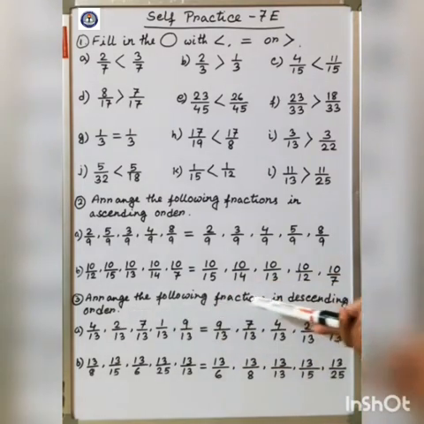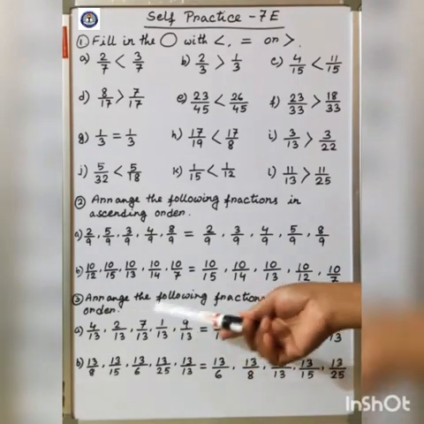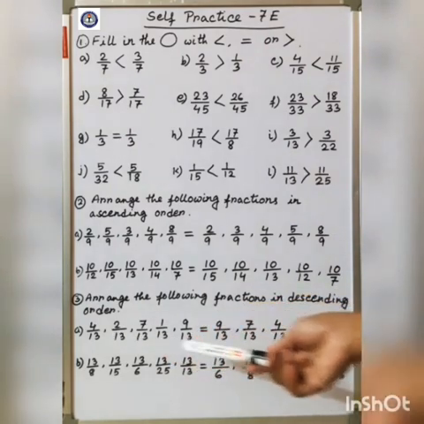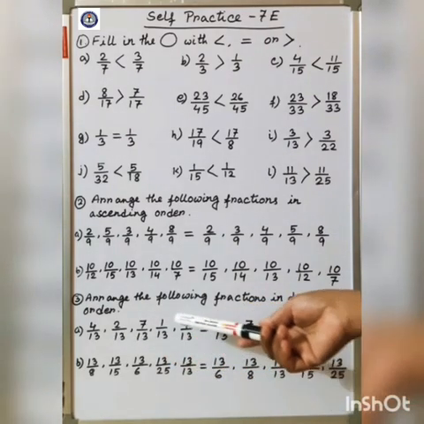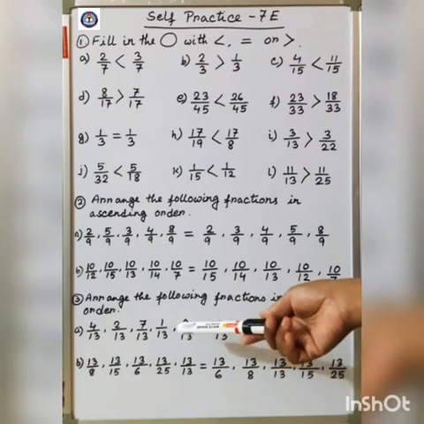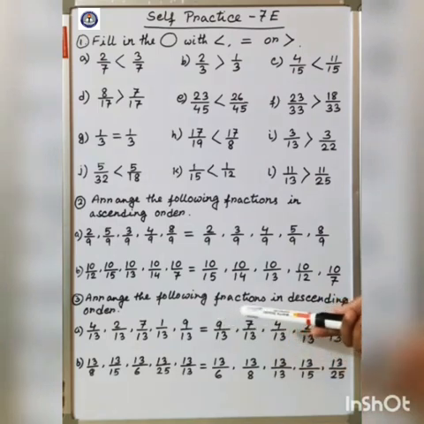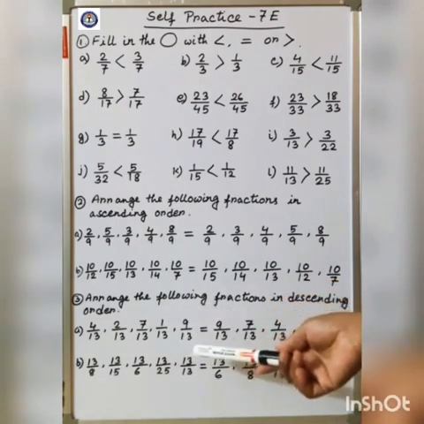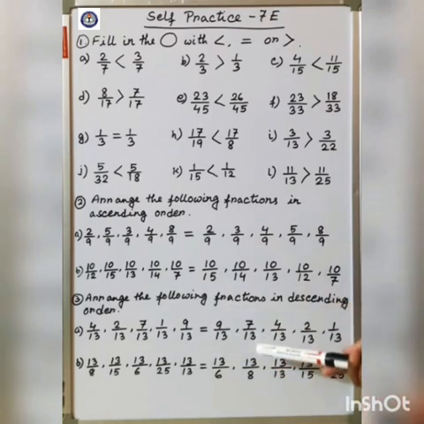Next, arrange the following fractions in descending order. Descending order means large to small. So when denominators are the same, the smaller the numerator, the smaller the fraction, and the greater the numerator, the greater the fraction. Therefore 9 by 13 is greatest. So 9 by 13, next 7 by 13, next 4 by 13, next 2 by 13, and smallest is 1 by 13.